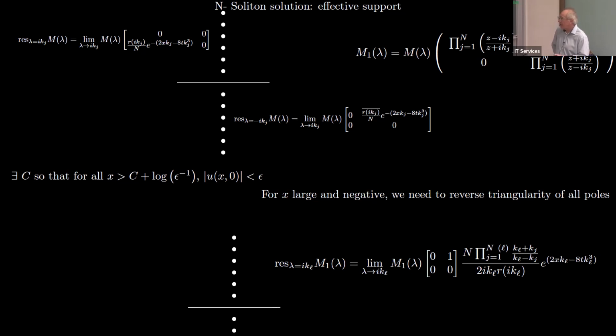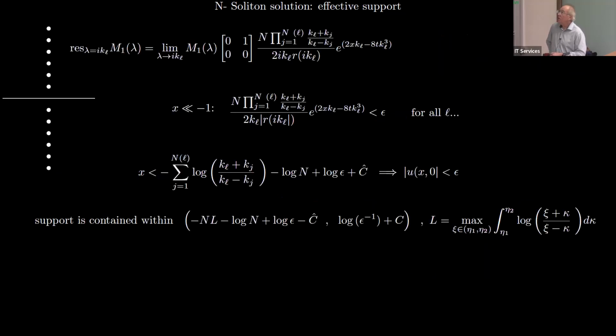So it's a product where j runs from 1 to n of this (kl plus kj) over (kl minus kj), and l is, I'm looking at the residue at i kl, okay? So this quantity, this product, is exponentially large in n, okay? So I've rewritten the residue conditions, okay? And I'm looking at the situation that x is very large and negative, and I would like this quantity, which is the residue, to be less than epsilon for all l.